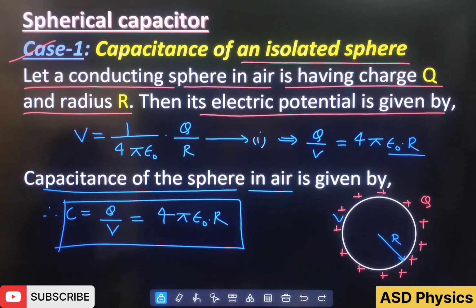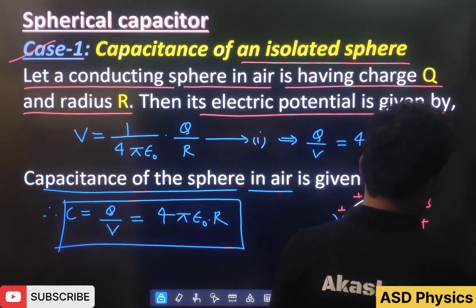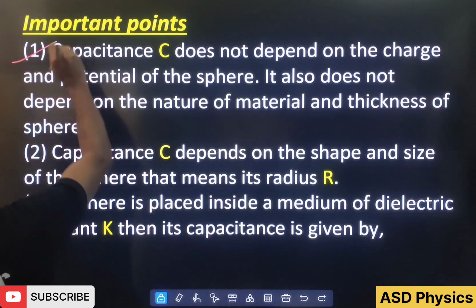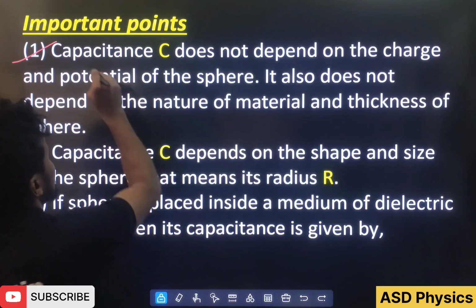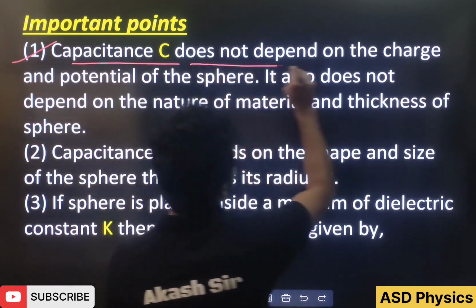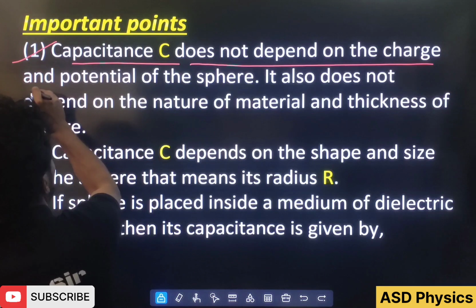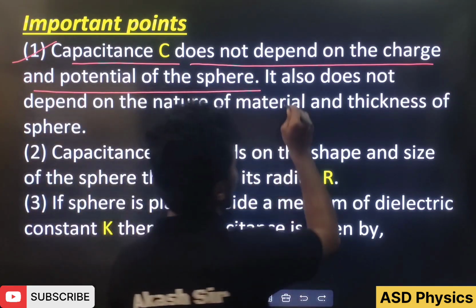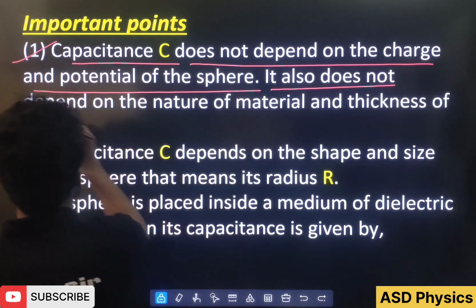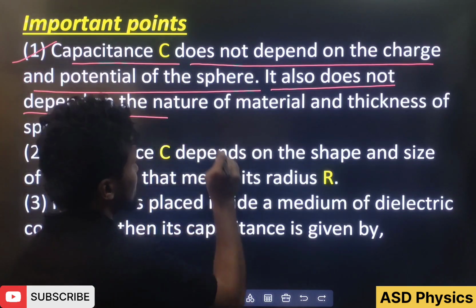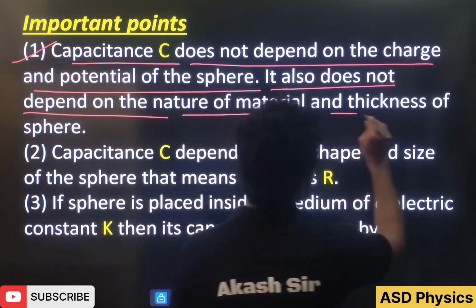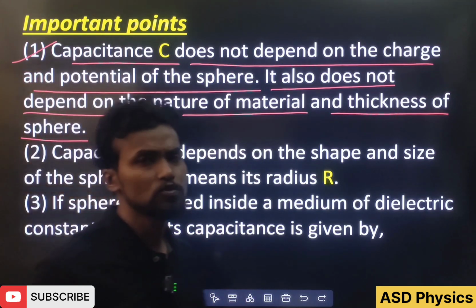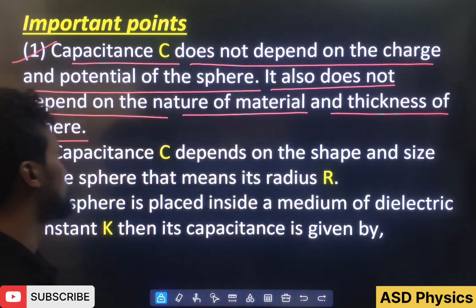Great. Now students, we have to see some important points. First one: capacitance C does not depend on the charge and potential of the sphere. In the last class also I told you. And it also does not depend on the nature of the material and thickness of the sphere. This is the kind of conceptual question the exam can ask, so you have to remember this.